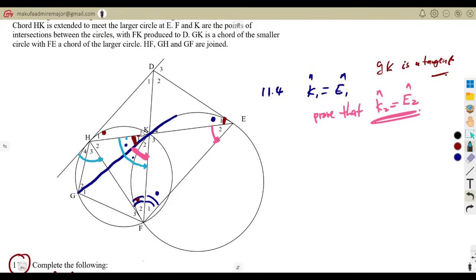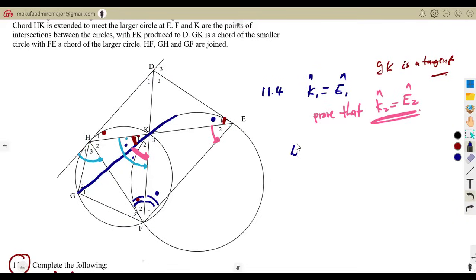But remember, I told you about K1 and E1. So it is simply equal to E1 plus E2. Remember, this is a circle. We proved that this is a circle, guys. Yes, it's a circle. So you can equate to that one.